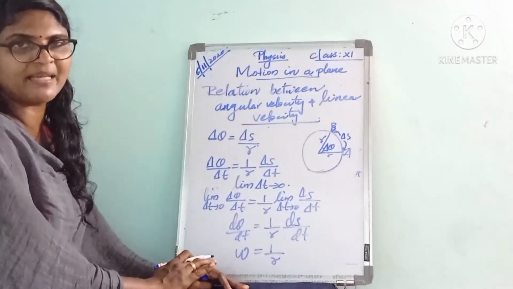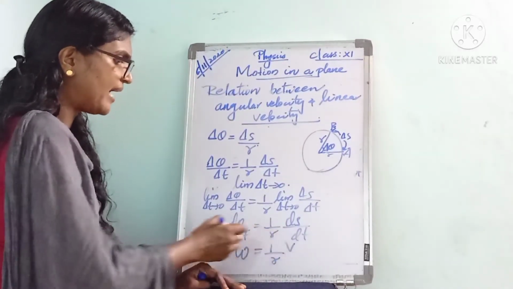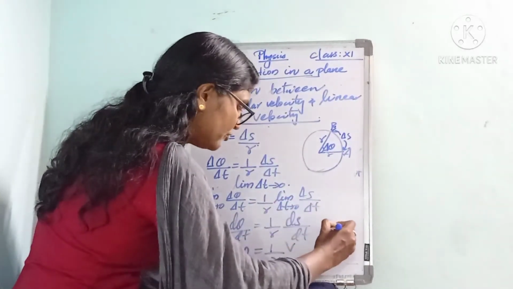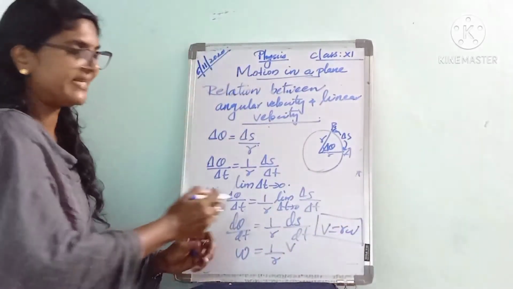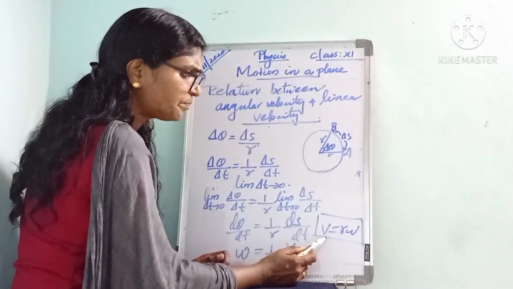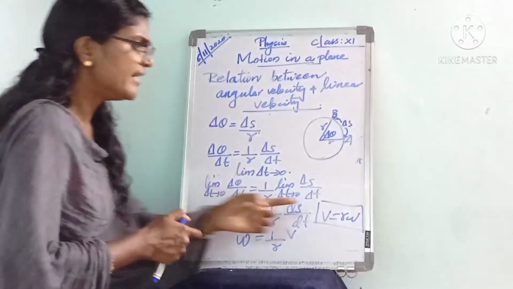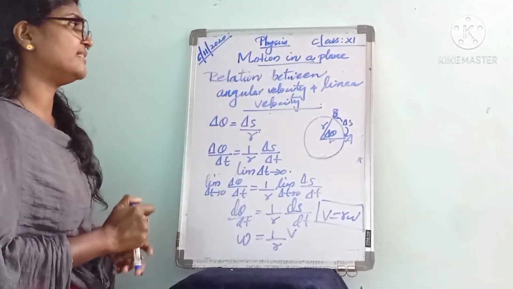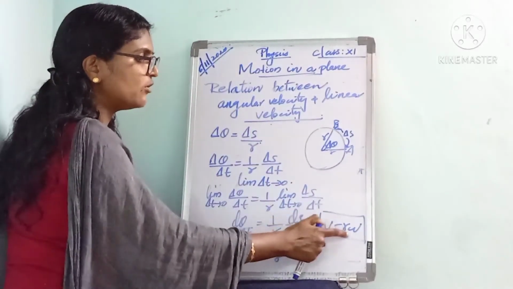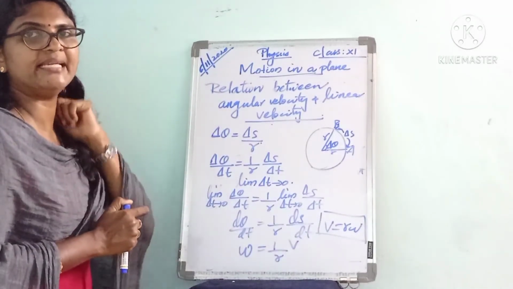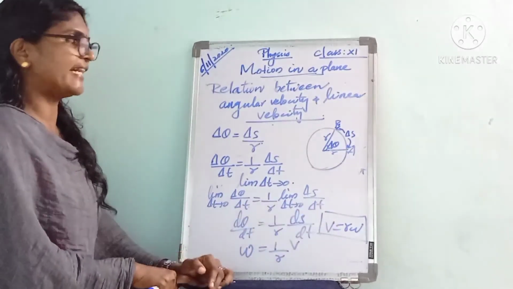What is the rate of change of displacement? That is the velocity v. So omega is equal to 1 by r into v. From that, v is equal to r omega. That is, linear velocity is equal to radius into angular velocity. So we have the relation between angular velocity and linear velocity as v is equal to r omega, where v represents the linear velocity, omega represents the angular velocity and r represents the radius.